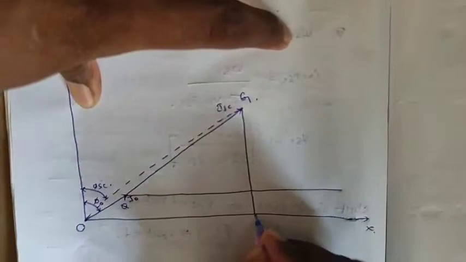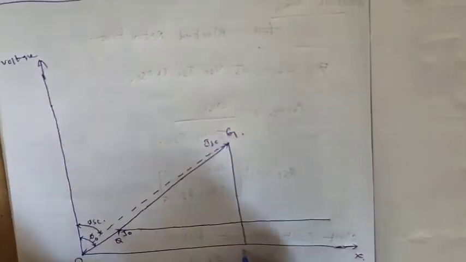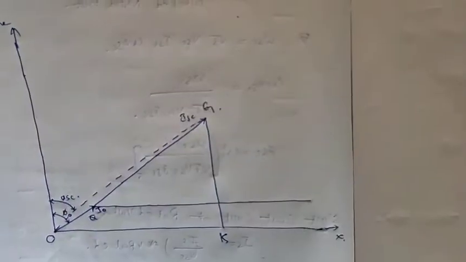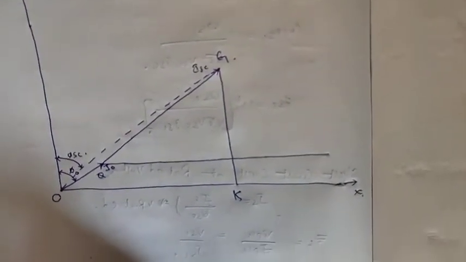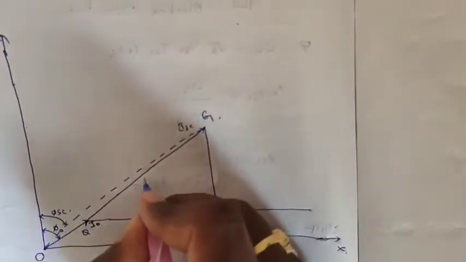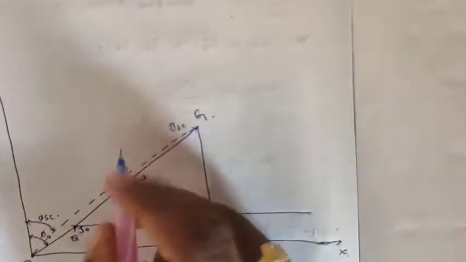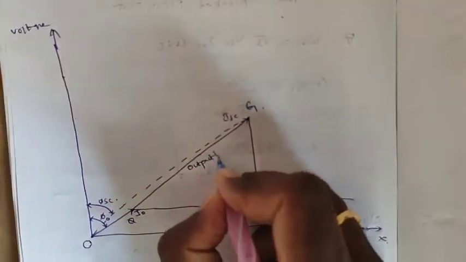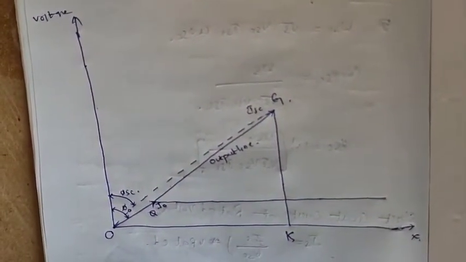From G, the meeting point on the x-axis, we can put any letter, let's say K. After that, the joining of Q and G is the output line. The joining of these points is the output line.